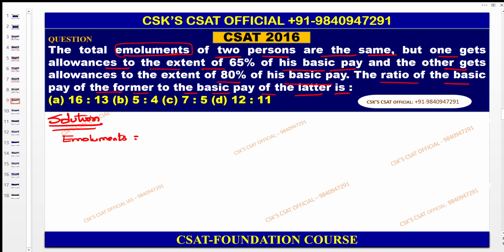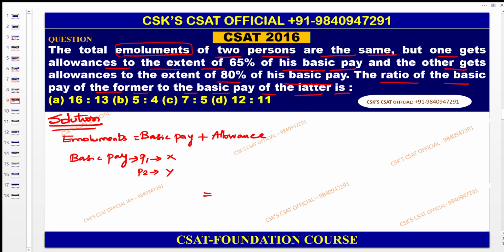The emoluments is equal to the basic pay plus allowance. This only you need to understand here. The rest of the things are completely fine. So let us take the basic pay of person 1 as x, and person 2 as y. The first line is very important: the total emoluments of the 2 persons are the same. That's it. Same, right? So equate that.